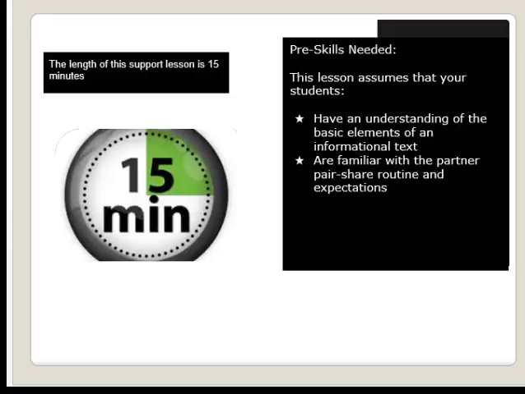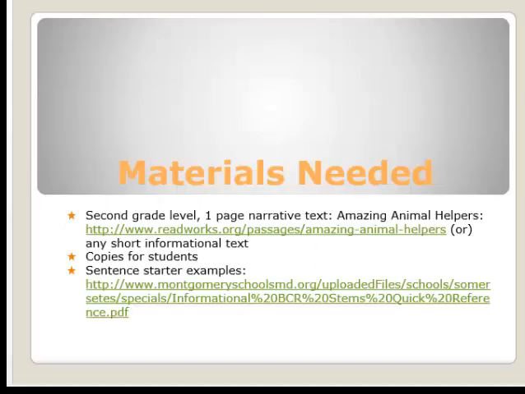The pre-skills needed for this activity are that students have an understanding of the basic elements of an informational text and are familiar with the partner-pair-share routine and expectations. Materials needed: you will need a copy of Amazing Animal Helpers for each student. You will also want to have a copy of sentence starter examples on hand.